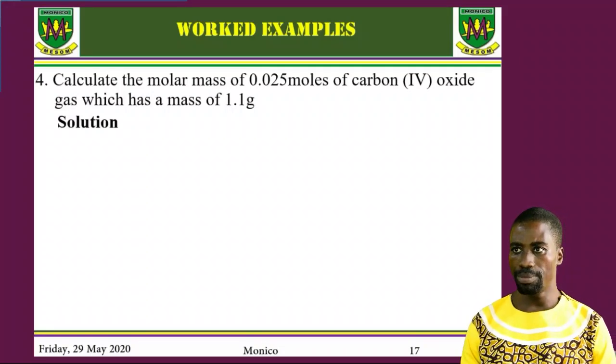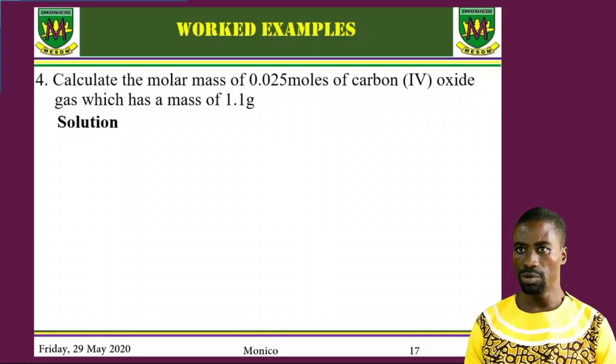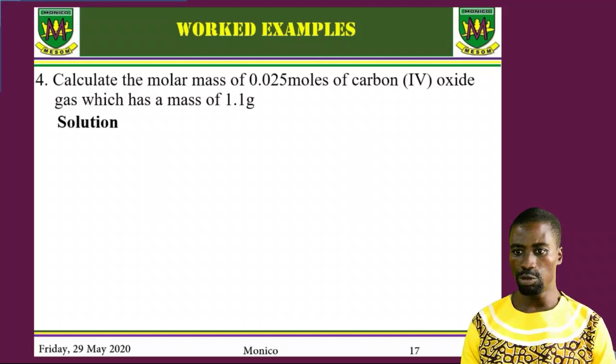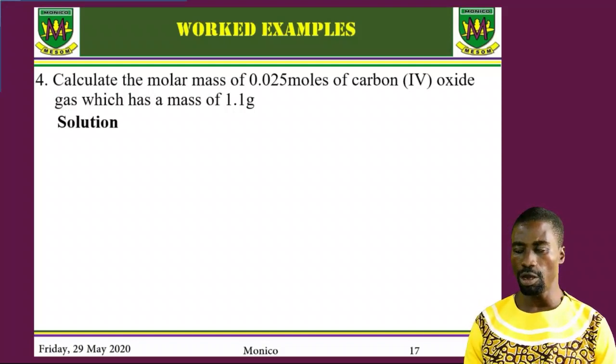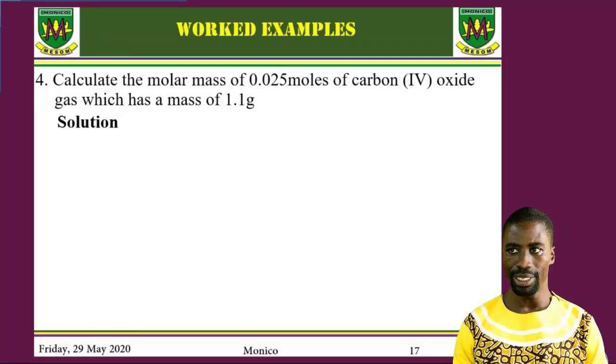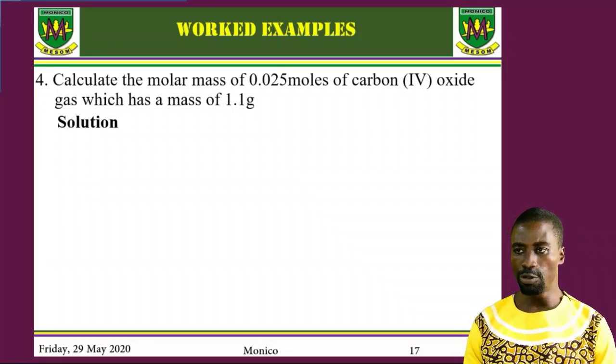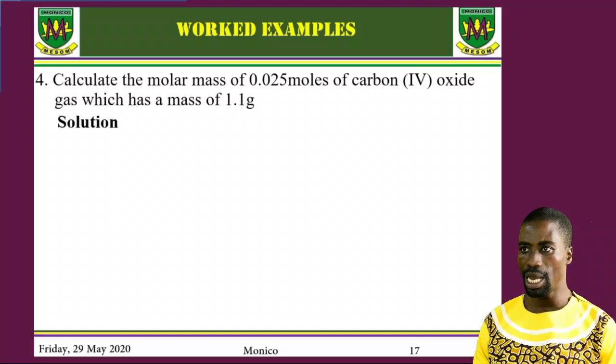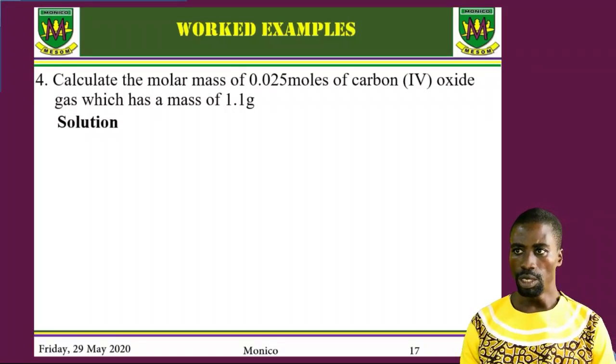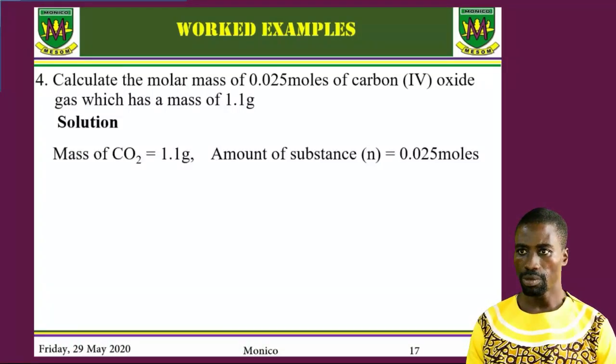So here, per the information we have, we'll use what we have to get what we are looking for. We are not going to use the atomic masses because we were not given them, but we are going to use the information we have. So let's see how we are going to employ these two data given to us.